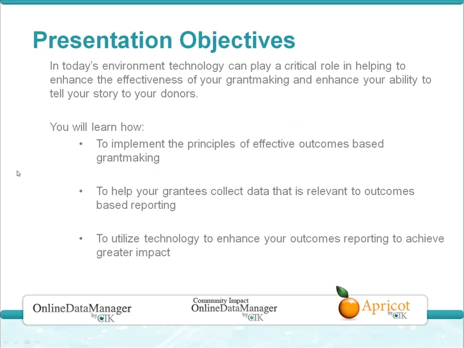The objectives of the webinar today is to talk about technology and how it can play a critical role relative to our grant making and our ability to tell our story to our donors. So I'm going to talk about implementing the principles of effective outcome-based grant making. I'm going to talk about how to help your grantees collect data that is relevant to outcome-based reporting. And then I'm going to talk about how to use technology and show you an example based on my work at the United Way of Tucson in Southern Arizona of how we use technology to drive our impact and results.